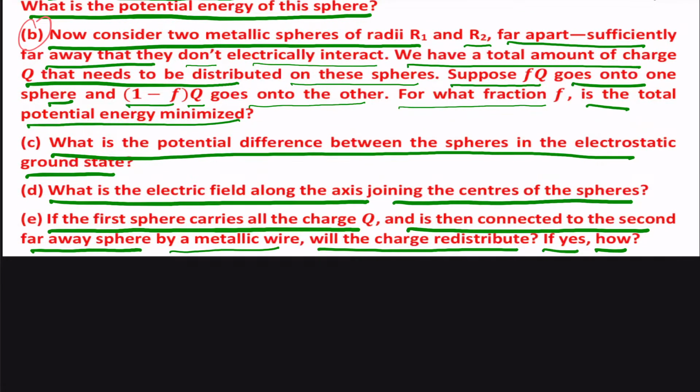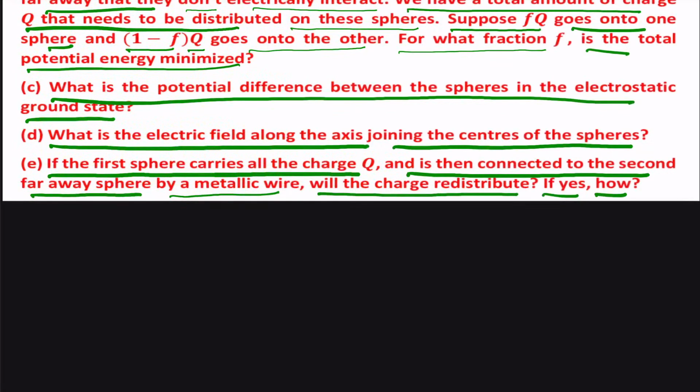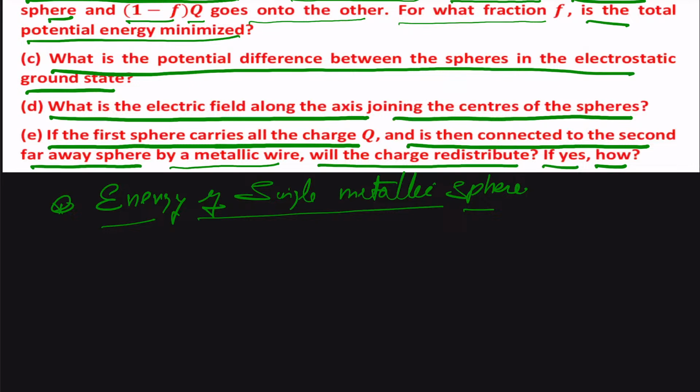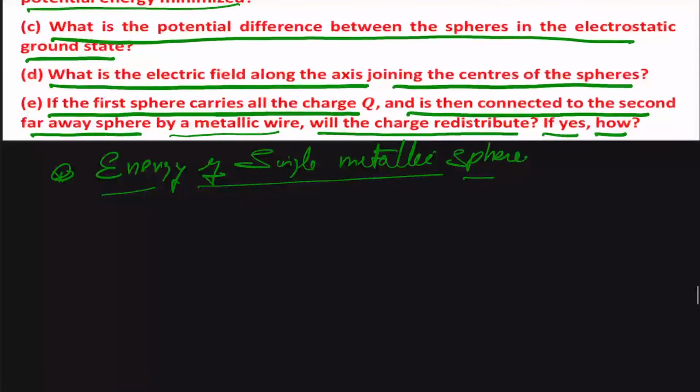Part A is going to give us a basic formula which we are going to use for this energy part. We can just derive the energy of a single metallic sphere. We are given a metallic sphere whose radius is r and charge is q.